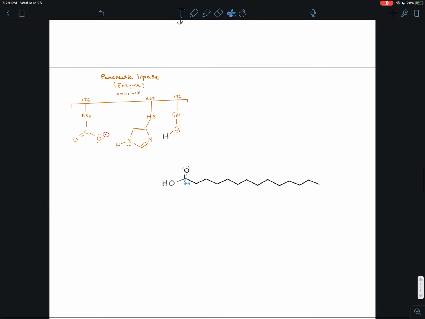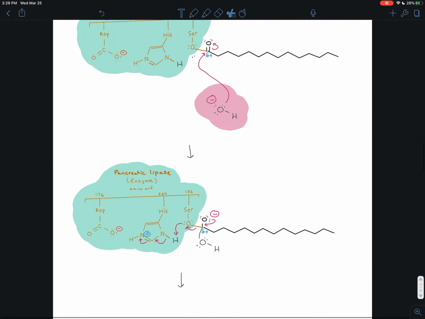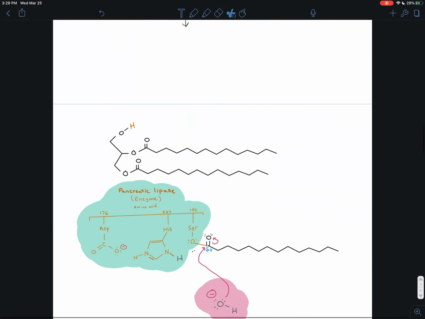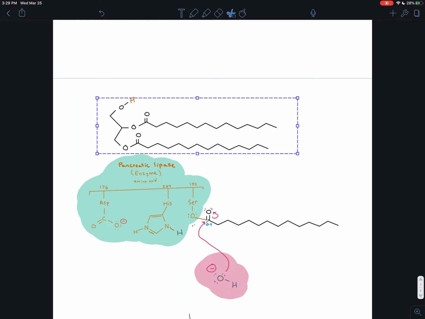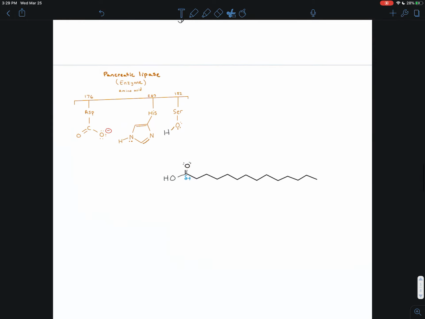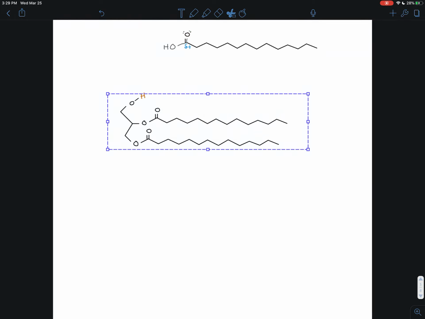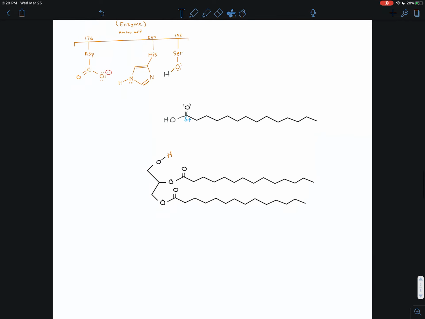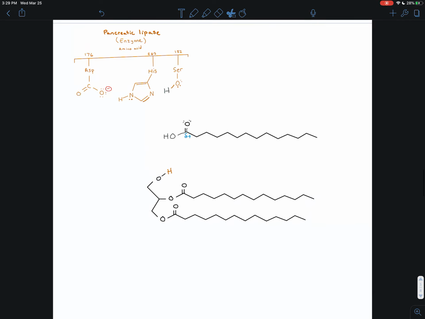That same exact process happens again to the bottom fatty acid of our original triacylglycerol. So ultimately, using this pancreatic lipase enzyme, we were able to do 2 nucleophilic acyl substitutions to remove a fatty acid from what was a triacylglycerol.